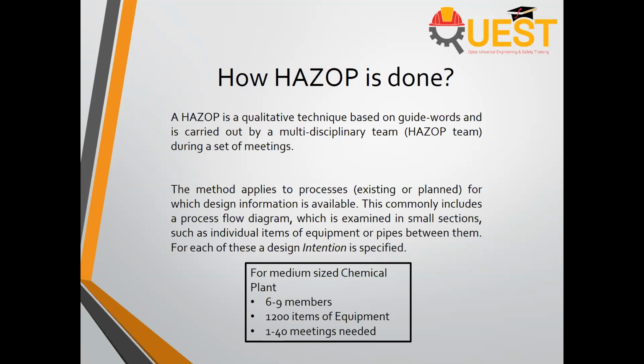This is an example of a medium-sized chemical plant. Usually, the HAZOP of this plant will have almost 6 to 9 members in the HAZOP team and 1,200 items of equipment, which includes small valves, small alarms, small compressors, and small pumps. We have around 1 to 40 meetings required for this HAZOP, depending on the size and the criticality of the operation.